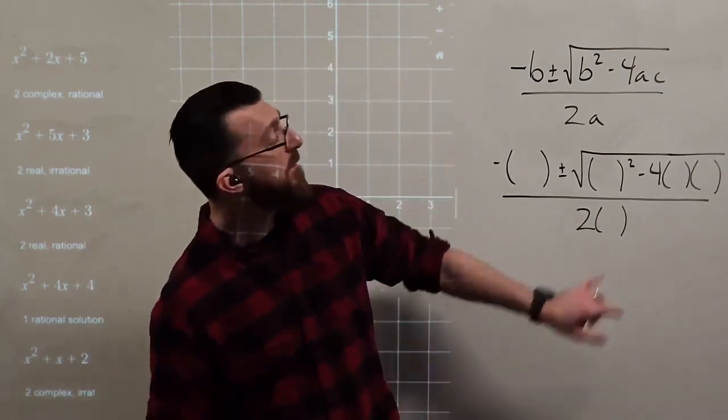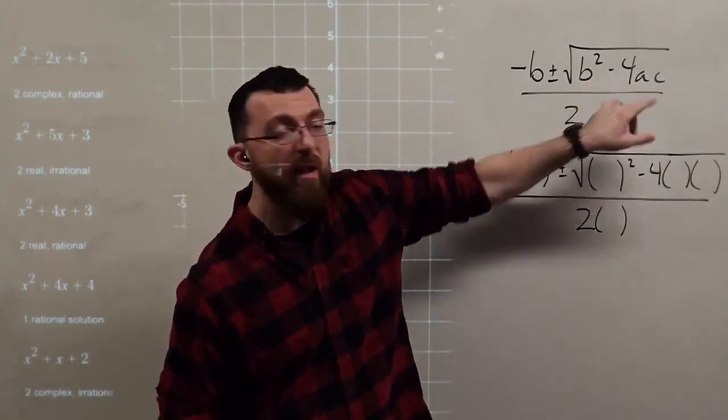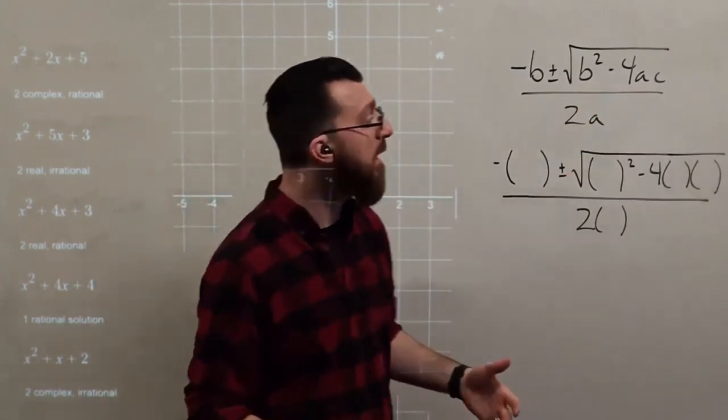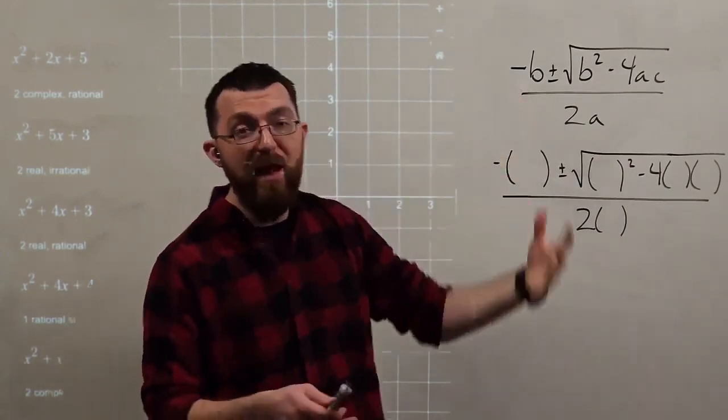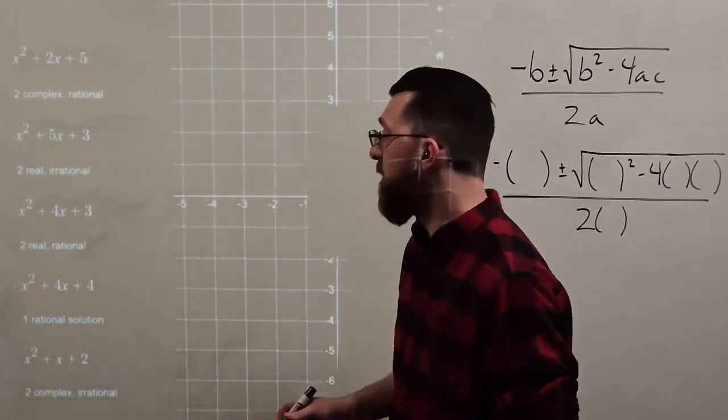And as I said before, if b squared minus 4ac is missing from the quadratic formula, all you have left is negative b over 2a. That is the x-coordinate of the vertex.